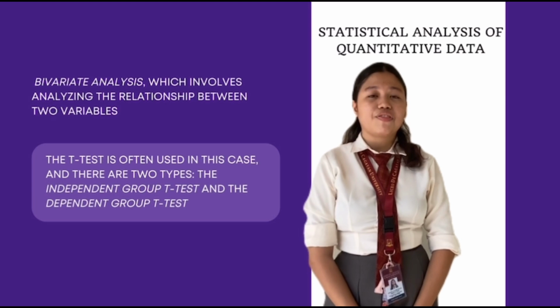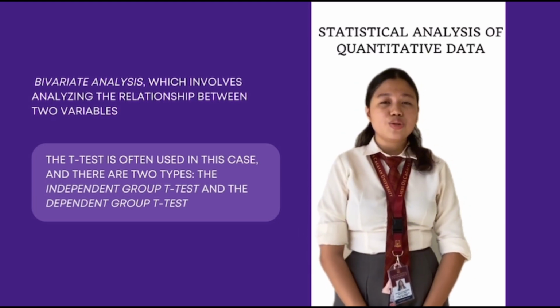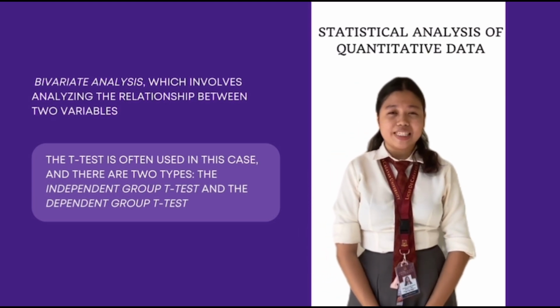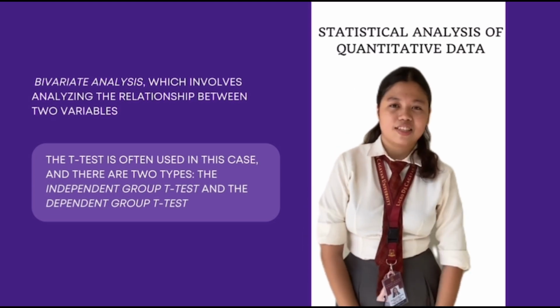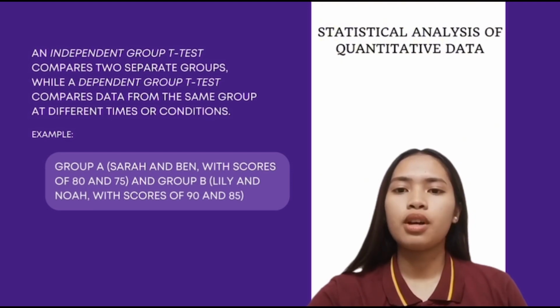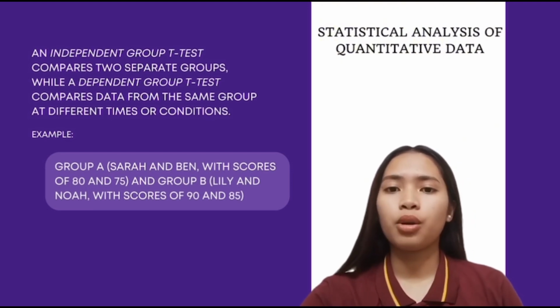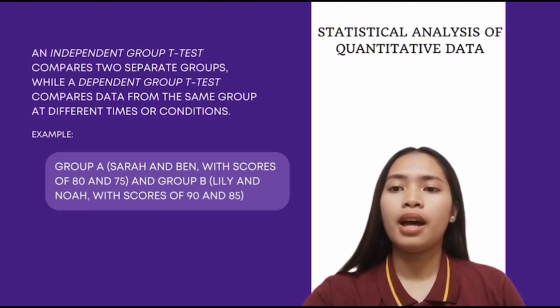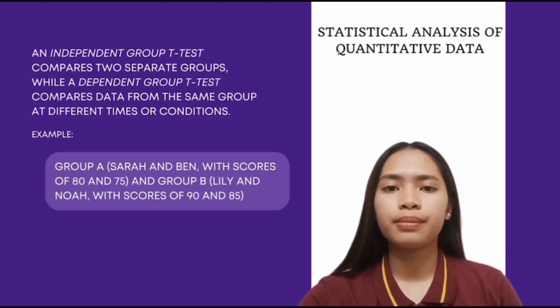The t-test is often used in this case, and there are two types, the independent group t-test and the dependent group t-test. An independent t-test compares two separate groups, while a dependent group t-test compares data from the same group at different times or conditions.